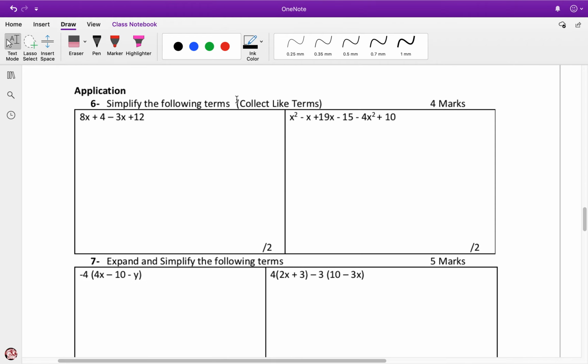Now simplify the following expression. So right here we're just combining like terms. So if we identify the like terms, then we can just combine them. So if I were to type in here, that'd be 8x minus 3x plus 4 plus 12. So 8 minus 3 is 5x. And add those two together is plus 16.